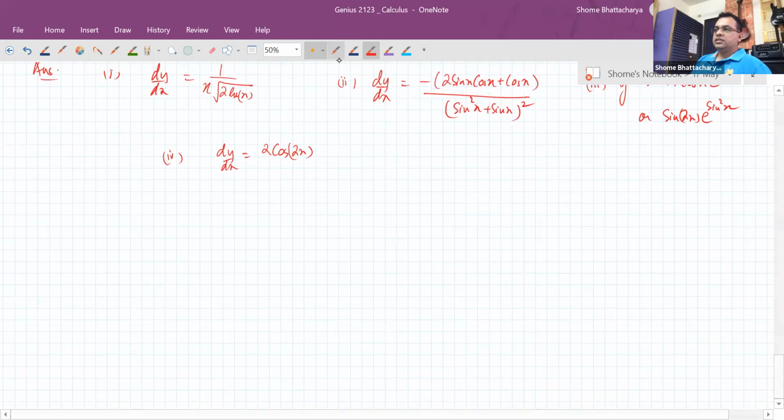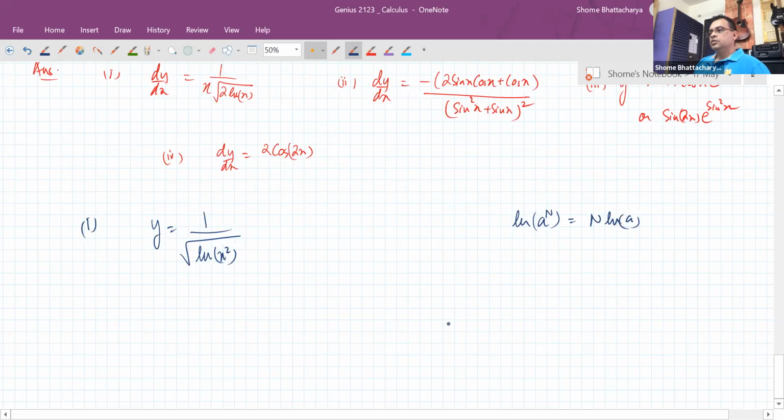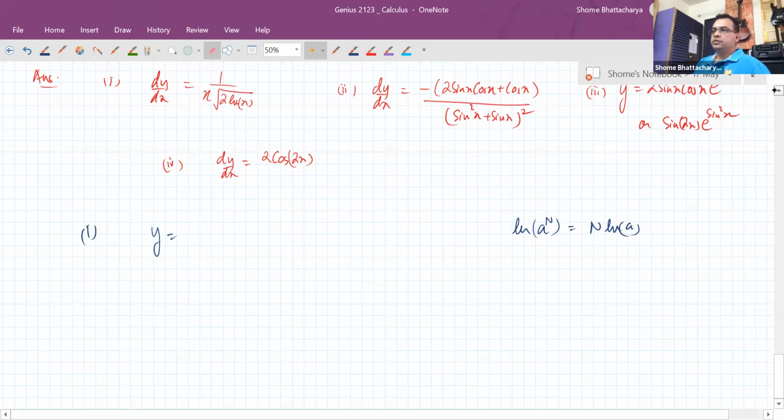Okay, so let's go over the steps of the first one. There are two ways we can do this. One is we can first simplify this. Now, ln of a to the power n is n ln a. We can do that. So that is one step. So we can write this as 1 by square root of ln x square. Sir, the ln x square is in the numerator, not in the denominator? Oh sorry, it's in the numerator, right? It's square root of ln x square.